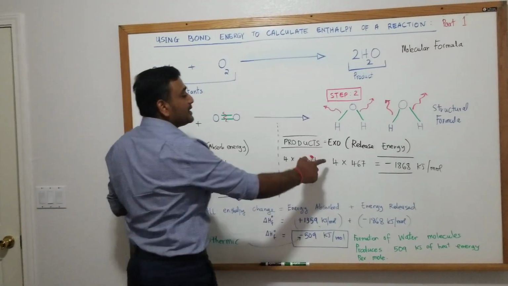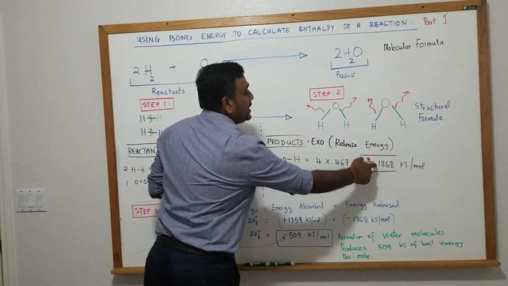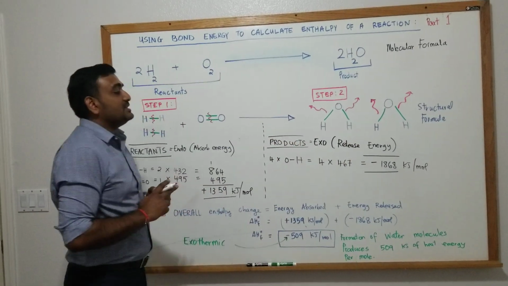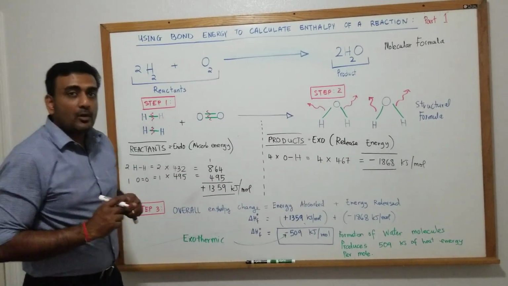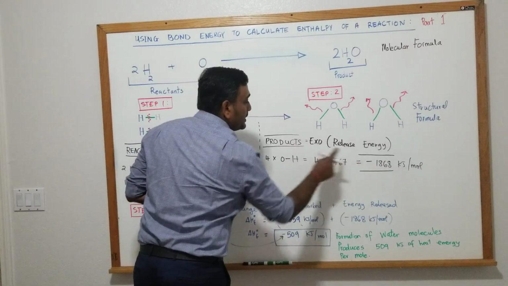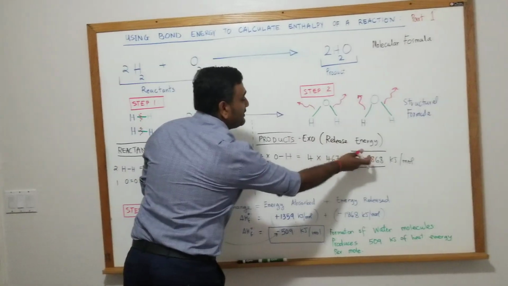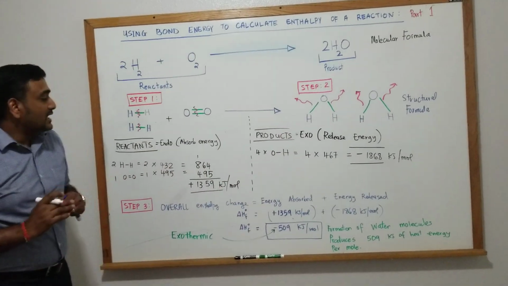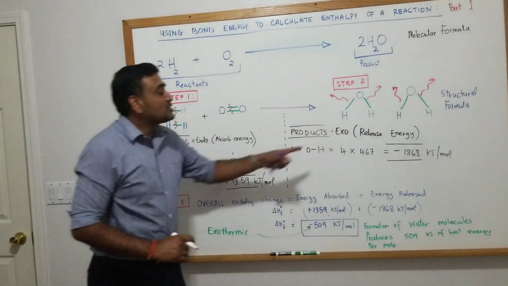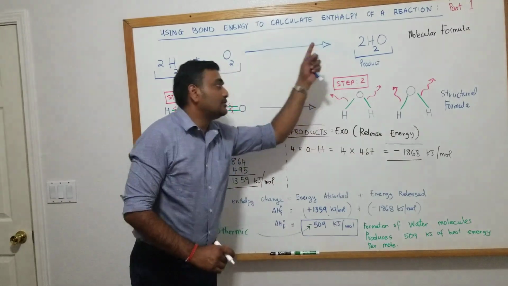So 4 multiplied by 467, we end up with a negative 1868 kilojoules per mole. I have placed a negative sign. Since both the sides are quite opposite, this side has plus, the other side will have a negative sign. Negative sign indicates that this reaction is exothermic. It releases heat energy out into the surrounding.